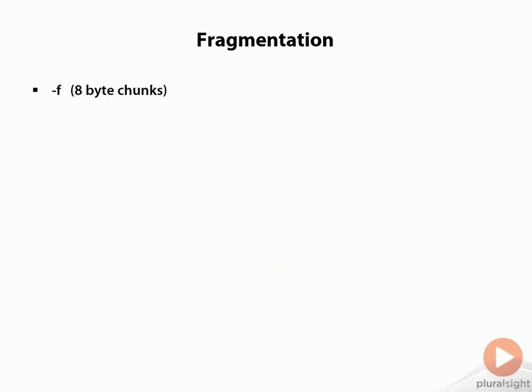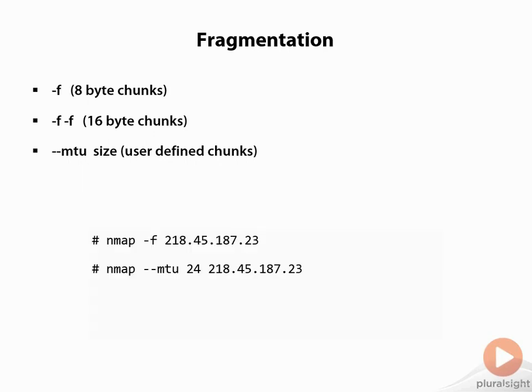The Nmap options that enable and control fragmentation are the -f option, which requests a fragment size of 8 bytes. Using the -f option twice requests 16-byte fragments. And lastly, there's the --mtu, or maximum transmission unit option, where the user defines the size of the fragments. Here's a couple of examples using these options. Note that fragments must be specified in multiples of 8 bytes, and since the TCP header is only 20 bytes long, a single -f is the preferred and most useful option.